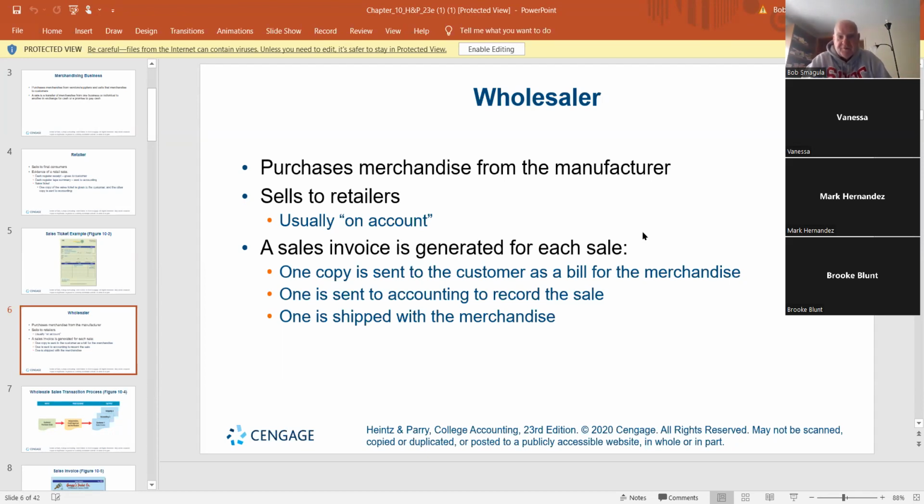A sales invoice gets generated, and then the copies of the invoice can go to different parties depending on what the company's policies are. One copy obviously goes to the customer. Accounting certainly is going to get its hands on all the invoices, and one copy of it might go out with the merchandise, and there could be other copies that float around for different reasons.